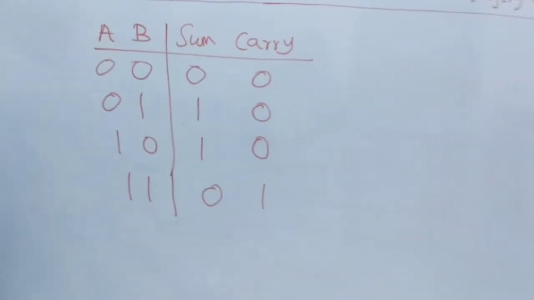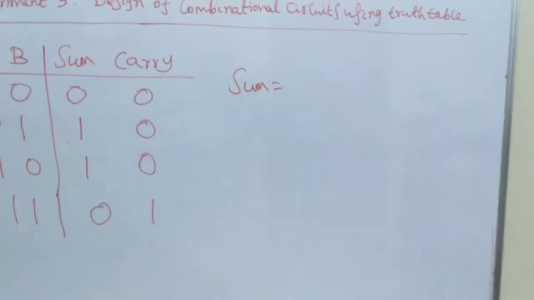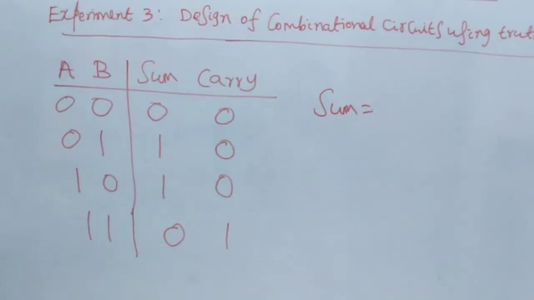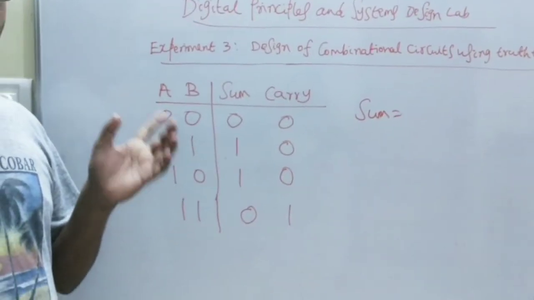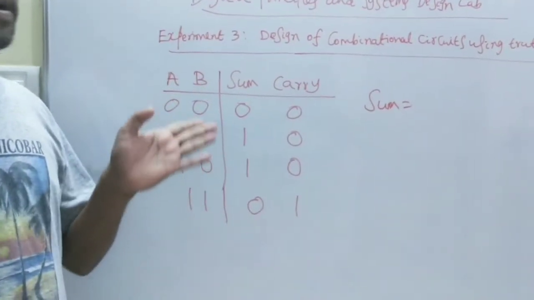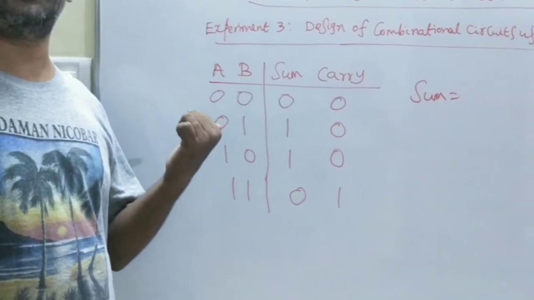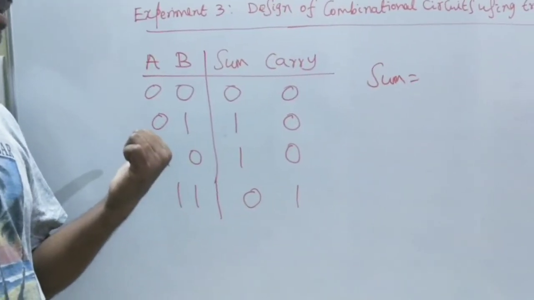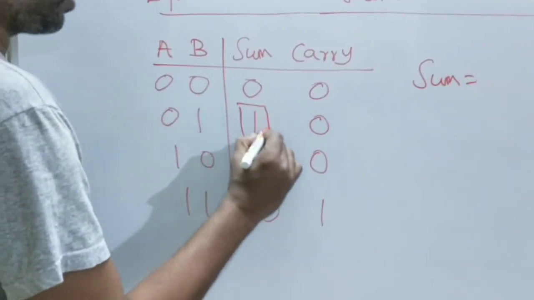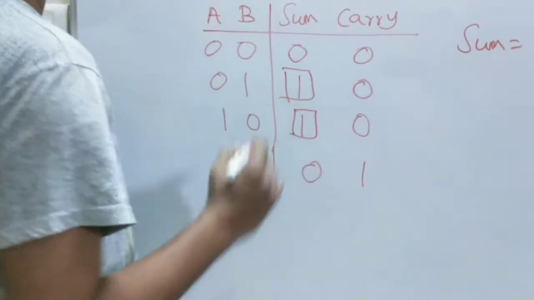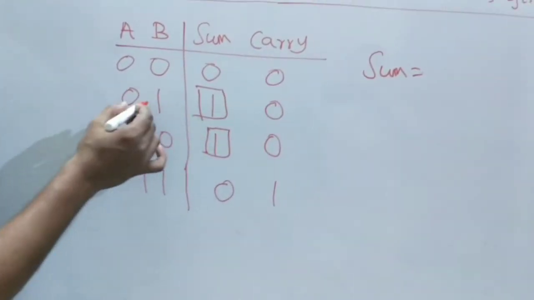Now we have to find the expression for sum and carry. I have told you already in the theory session itself: while you are looking at the output column, you need to bother about the output value of 1. You need not bother about the output value of 0. Form the corresponding product term using the respective inputs. Here the output values of 1 are in two combinations. Form the sum of product terms using these inputs.